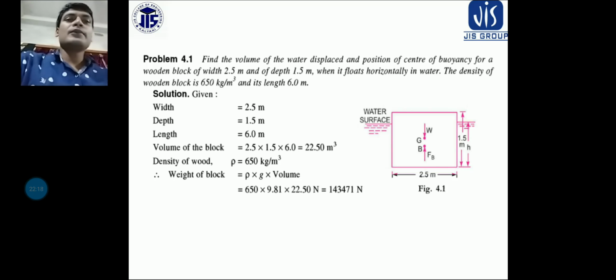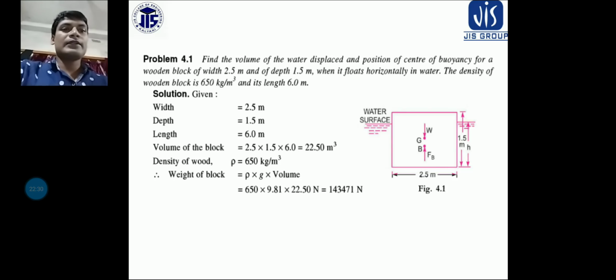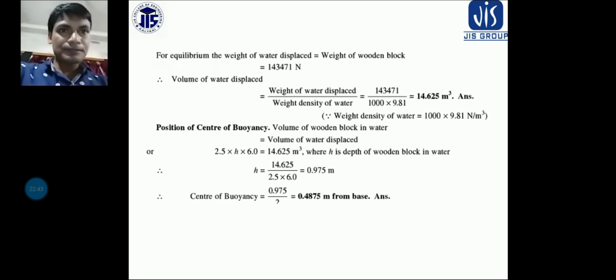Now the density of wood is rho equal to 650 kg per meter cube. So the weight of the block is rho g v. Rho is given, g is given, and the volume I have calculated. So 143471 Newton is the weight of the wooden block. Now for equilibrium, the weight of the water displaced is equal to the weight of the wooden block. So 143471 is the weight of the wooden block.